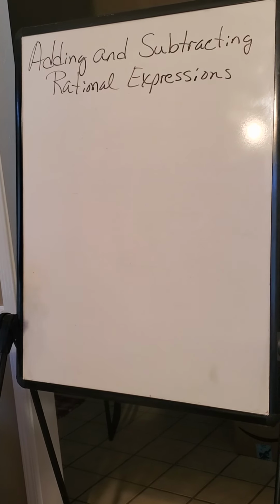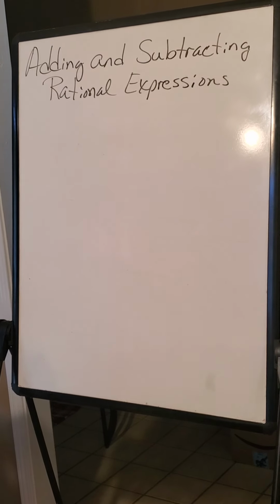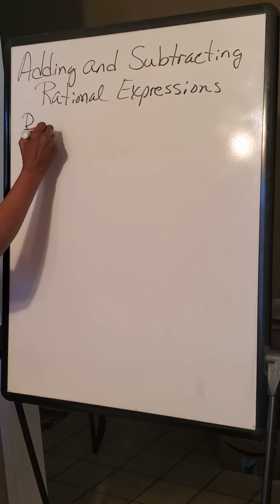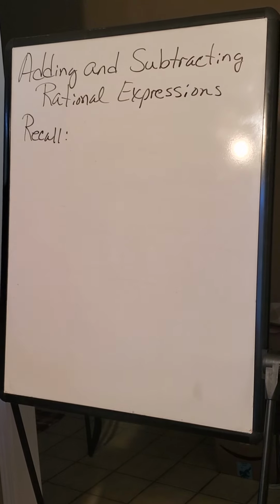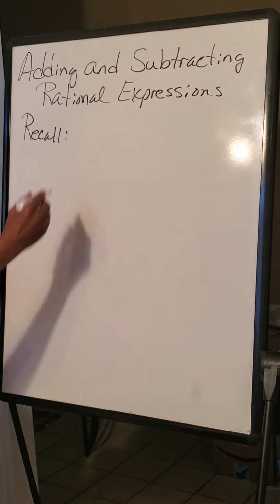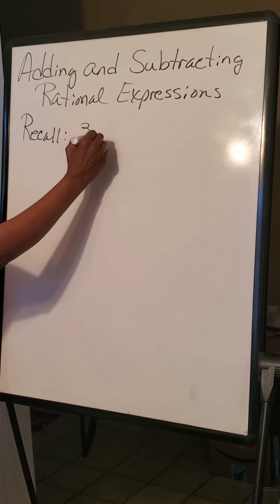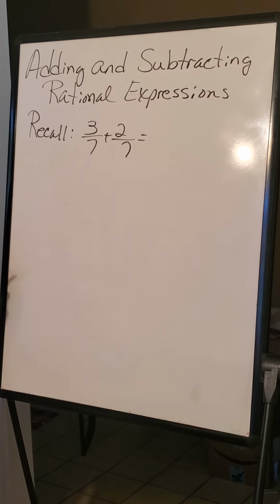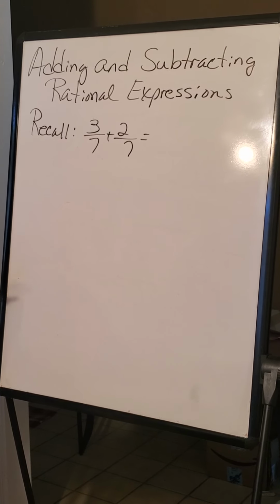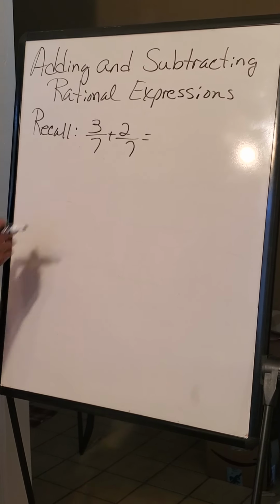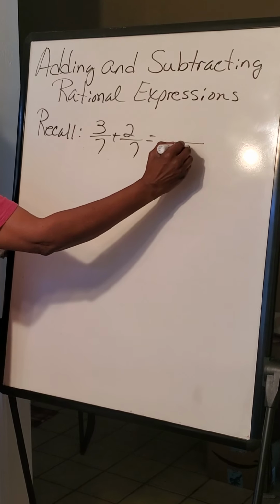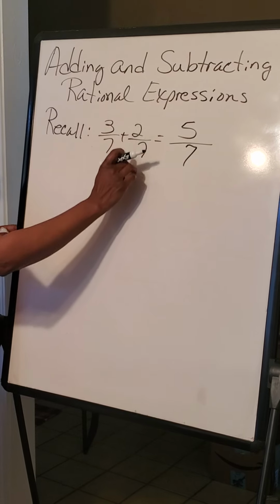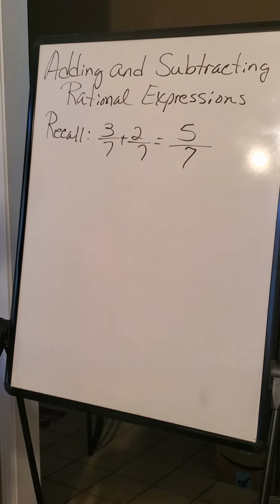Today, let's take a look at adding and subtracting rational expressions. In order to do that, let's do a quick recall. If you recall, when you had to add and subtract fractions, if you had 3/7 plus 2/7, in order to add or subtract fractions, they must first of all have the same denominator. If the denominators are the same, we keep that denominator and we add or subtract the numerators. So if I add 3/7 plus 2/7, I get 5/7.